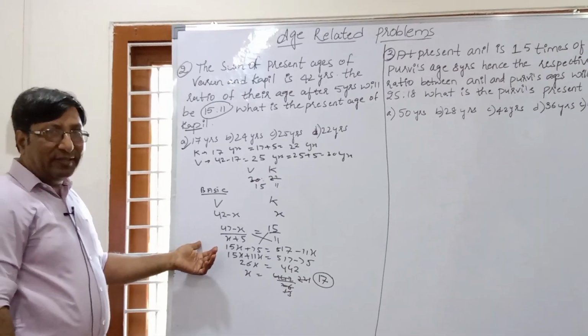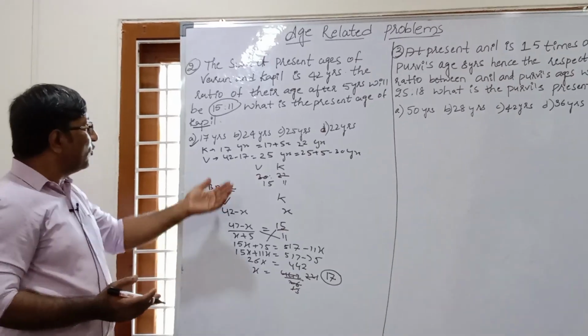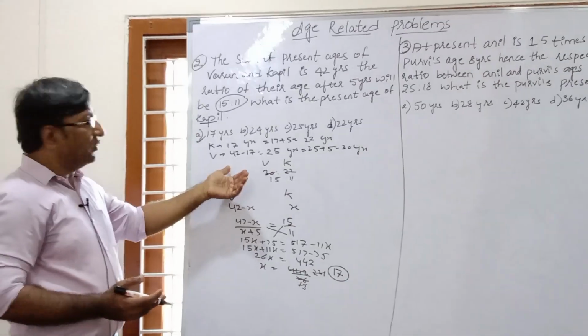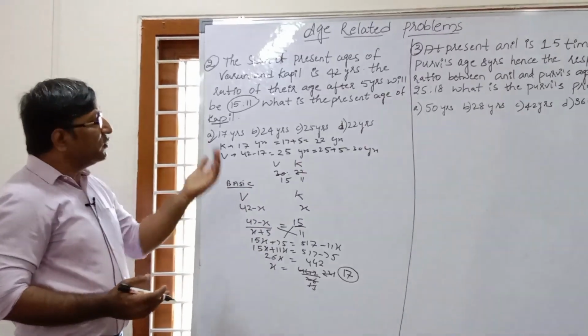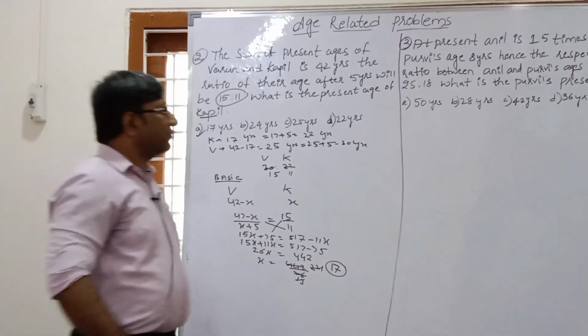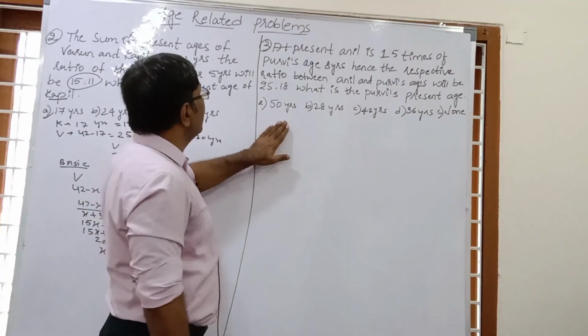But for competitive exams we have to minimize the time, save the time. So we have to practice the option method. So this is the option method, and this is the basic method. Now I am solving the third question. See here, now see the question number three. This is the third question.